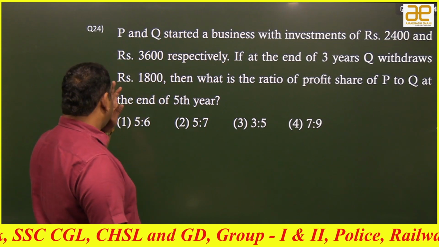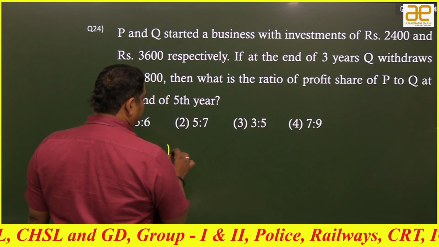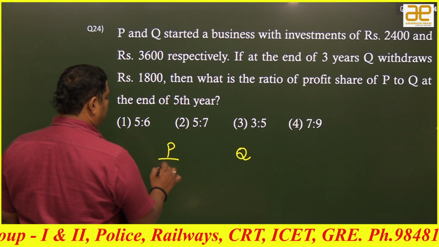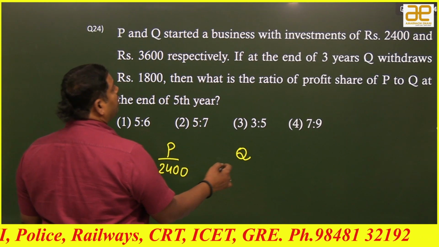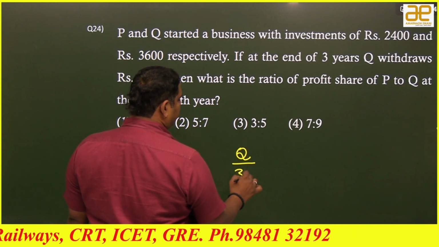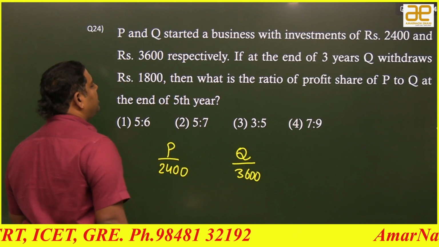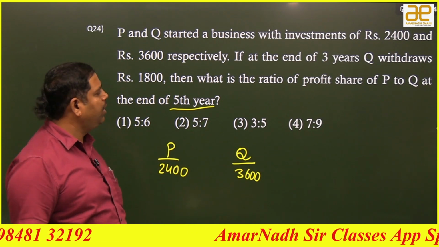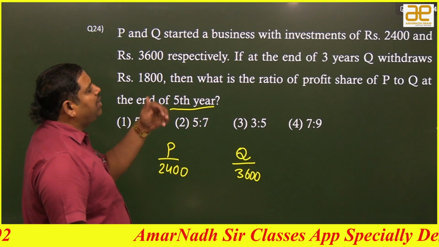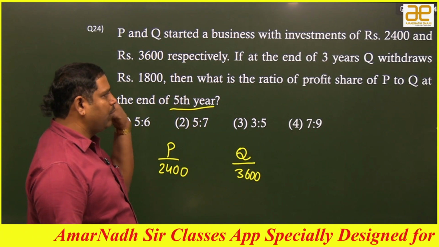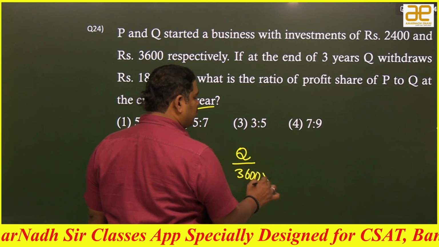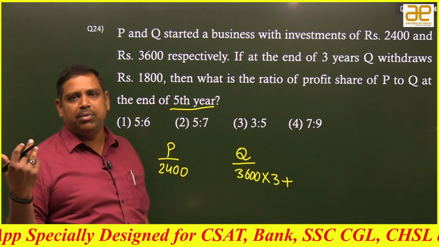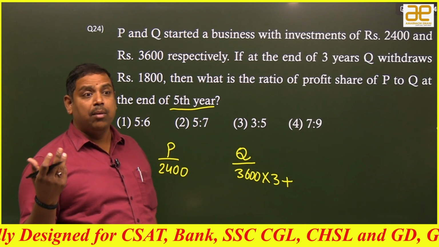So, actually if you observe, P and Q started the business. So, P and another one is Q. P invested how much? 2,400. Whereas Q invested how much? 3,600. Happy. So, the business went on for, at the end of 5th year, he is asking, means the business ran for 5 years. Okay. Next one. If at the end of 3 years, Q withdraws 1,800. Okay. Means can I say this is the investment for 3 years? Plus. Now Q has removed some investment, right? Disinvested. But still he is in the business.